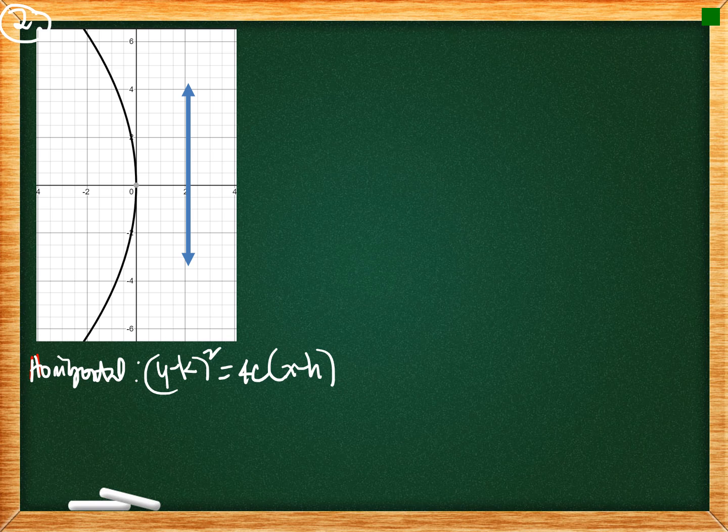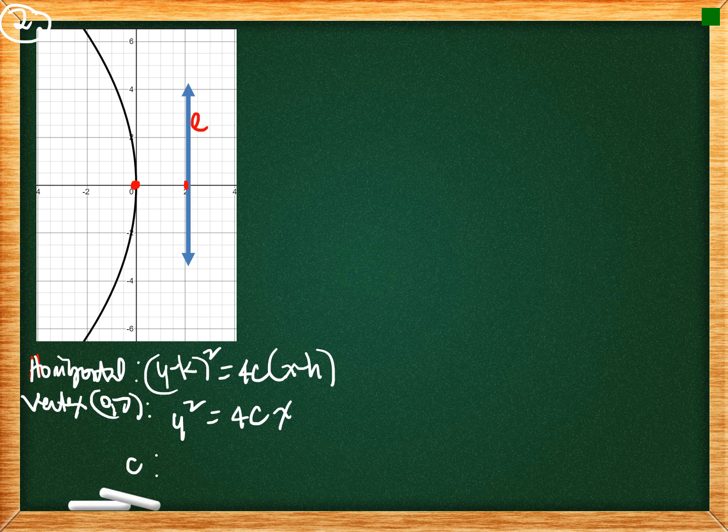But since the vertex here is at 0, 0, we can just rewrite the equation. The equation would be y squared equal to 4cx. So our problem now is finding the c. Since we are given the directrix, and the directrix L is at this point here.